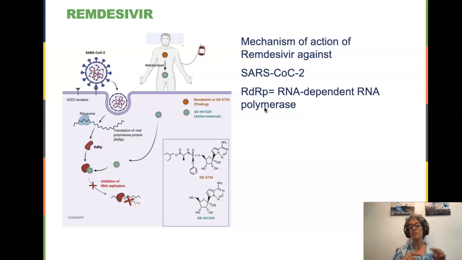And RNA-dependent RNA polymerase does not happen in cells. This is only viral. So the virus delivers its genome. Our ribosomes read it and translate it to make this polymerase. This polymerase would normally read the RNA and make more RNA, but remdesivir binds to that polymerase and blocks viral RNA duplication. And that is the mechanism of the remdesivir.